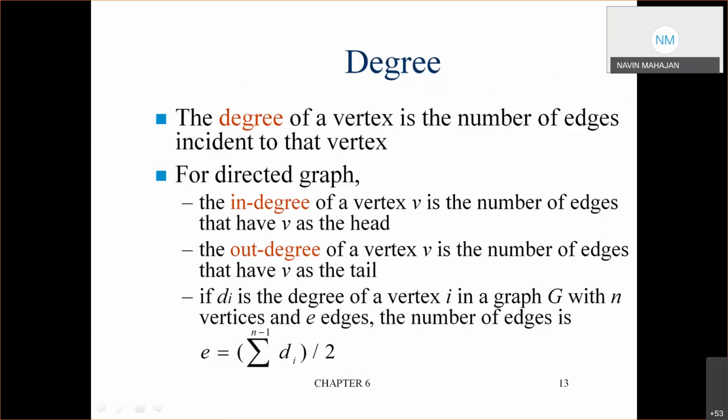What else do we need? We need degrees. What is degree? The degree of a vertex is the number of edges incident to that vertex. If it is undirected, the number of edges incident is the degree. If it is a directed graph, then we have in-degree and out-degree. The in-degree of vertex V is the number of edges that have V as the head, that is, the edge pointing to that vertex. The out-degree of vertex V is the number of edges that have V as the tail, or edges going out of the vertex.